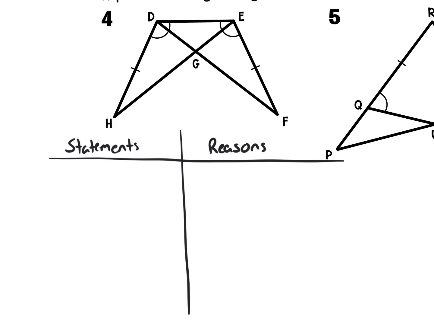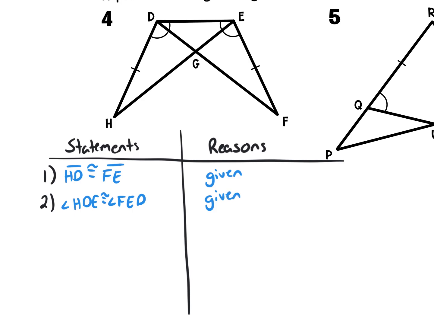The given statements. Okay. How many given statements did I give you on this one? 2. Up on the board, I gave you that HD is congruent to FE, reason: given to us. And then I told you angle HDE is congruent to angle FED, reason: given. If you drew this, you should have marked all of those given statements. What can we assume after that?